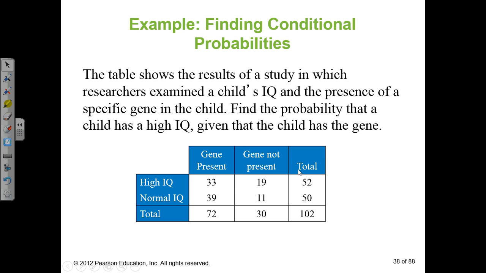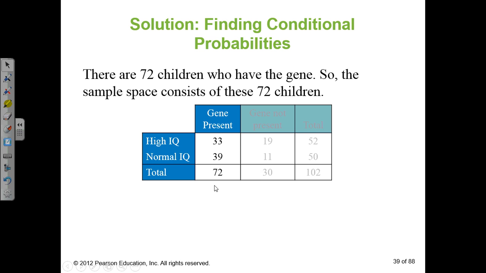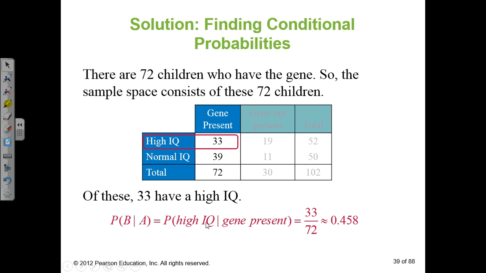Here's another example of conditional probability. Suppose we're going to look at IQ in children and whether they have a particular gene present or not present. And we looked at 102 children. Let's find the probability that the child has a high IQ, given that the child has the gene. Well, we're not considering all 102 children any longer. We are considering only these 72 children in which the gene is present. And of those 72, 33 have a high IQ. So we see that the probability of having a high IQ, given that the gene is present, is 33 out of 72, or 0.458.